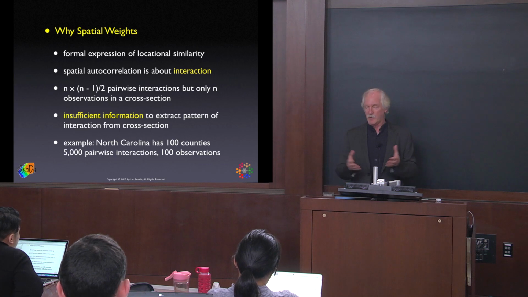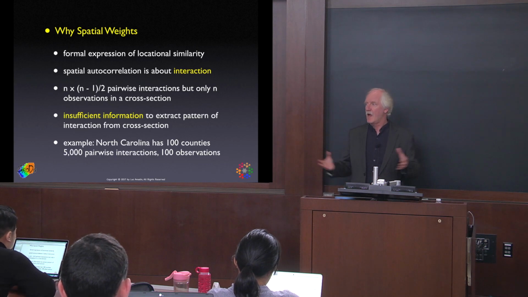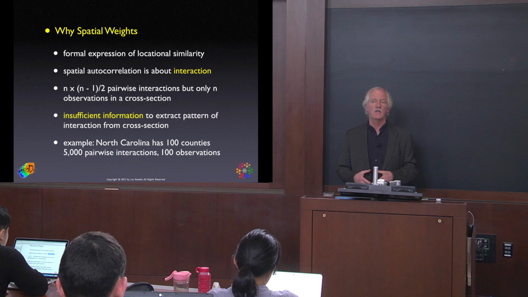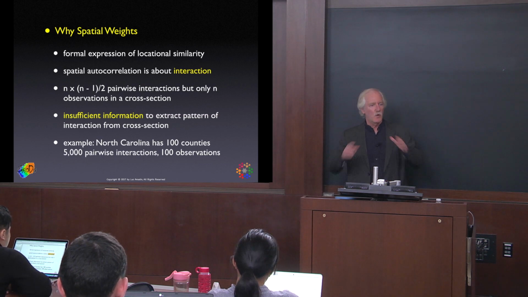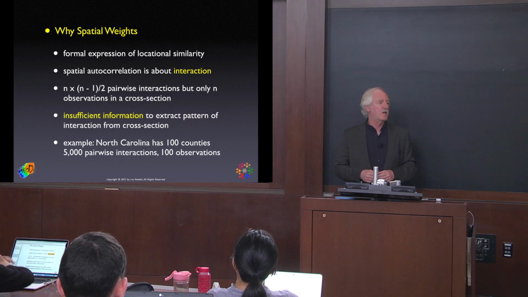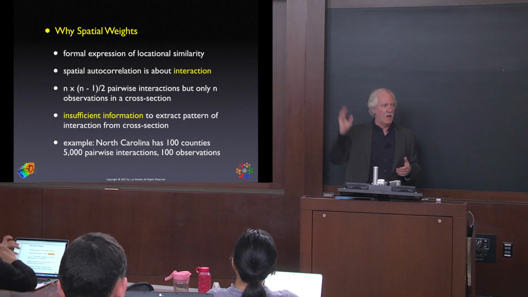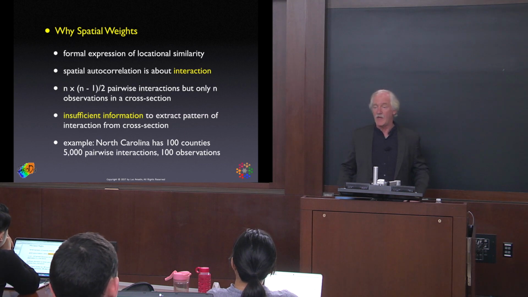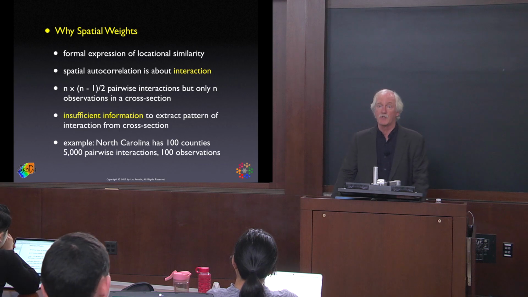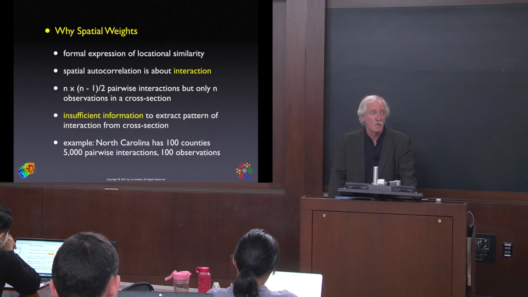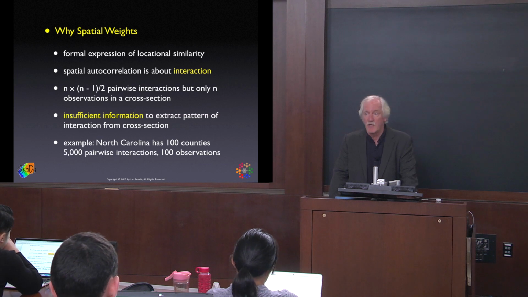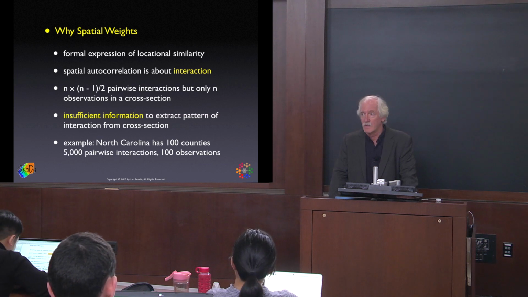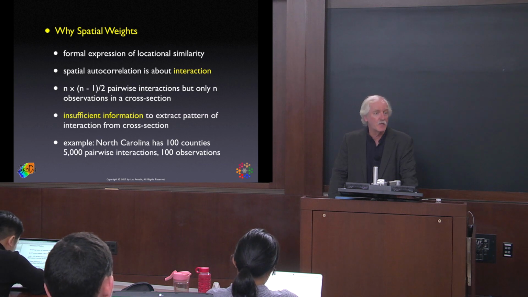So think of, for example, North Carolina, which happens to have 100 counties. That means a matrix with 10,000 elements. It's symmetric, so half of that. So we have about 5,000 potential parameters to estimate with 100 observations. Even with Bayesian statistics, you can't do that, right? So it doesn't work. And asymptotics doesn't help us because, in fact, it gets worse.